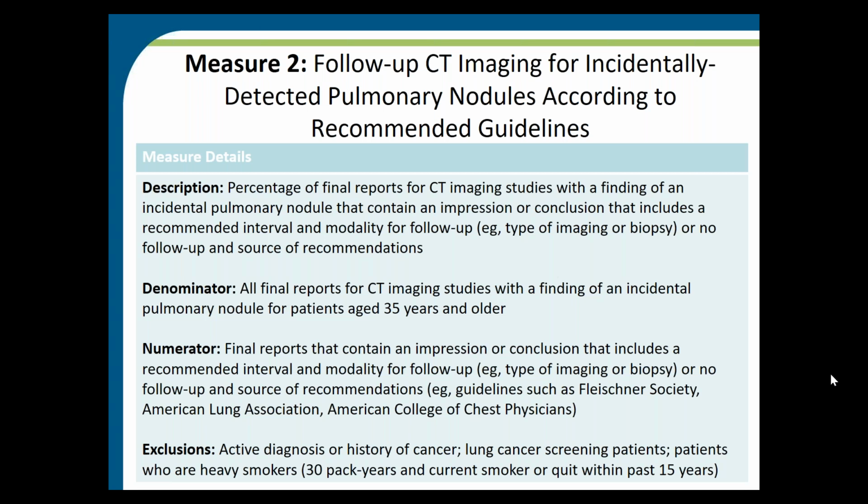The next 2 measures are a similar deal, where they are the 2 components of measure 405, which is the abdominal incidental finding measure. For the previous measure, the description is percentage of final reports with a finding of an incidental pulmonary nodule that contain an impression or conclusion that includes recommended interval and modality for follow-up. That's similar to the first measure. We need to know if the patient was having a CT study, was there an incidental pulmonary nodule, and was the patient age 35 or older. And of course, for the numerator, we need to know if that final report included an impression or conclusion with a recommended interval and modality for follow-up, and if it also included the source of recommendations for the follow-up recommendation or the recommendation against follow-up. Again, that's no different from measure 364. This is just a different way you can submit data for that measure.